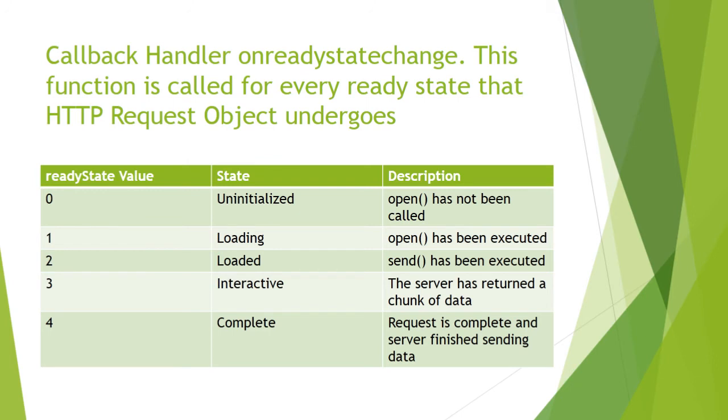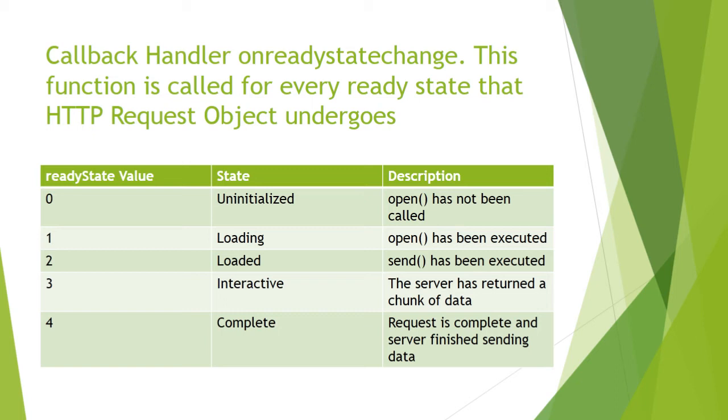Now this ready state has 5 values. One is 0. 0 means it is uninitialized, that means open has not been called. When open is executed, the ready state is 1, so the state is loading. When it is 2, it is loaded, meaning send has been executed. When it is 3, it is interactive, meaning the server has returned a chunk of data. And when the ready state reaches value 4, the state is complete, the request is complete, and the server has finished sending the data.